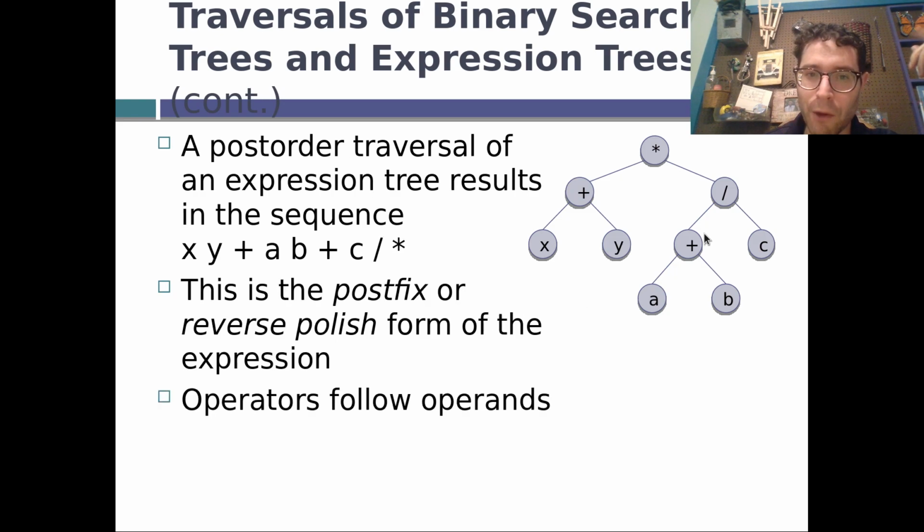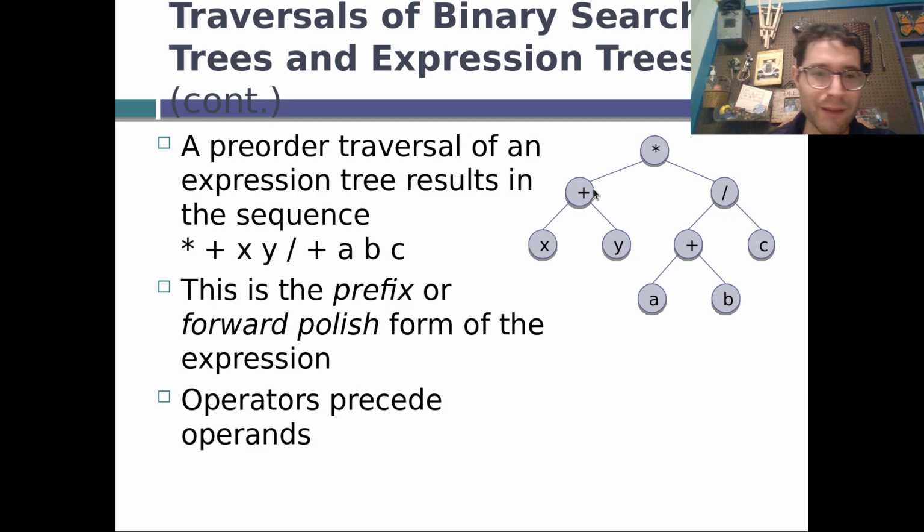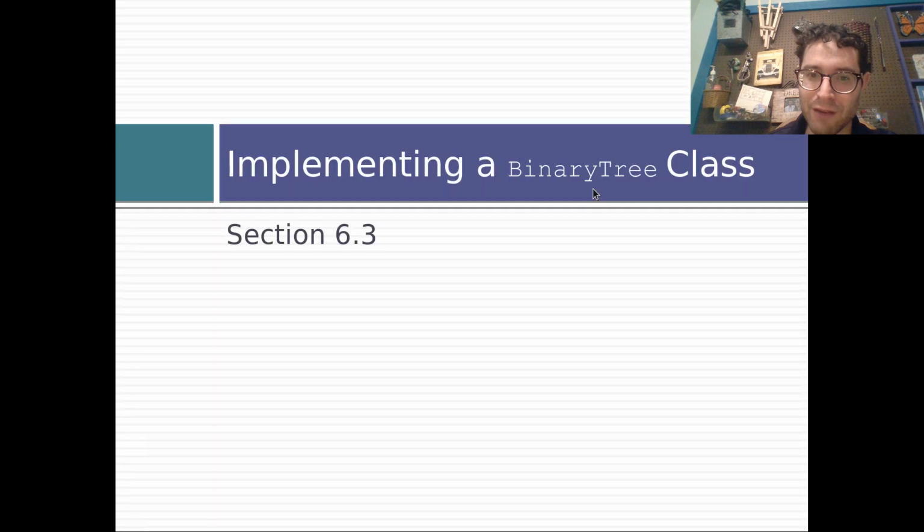Interestingly enough, though, if we do a post-order traversal of this tree, we will get postorder or postfix notation, which we learned about when we did stacks. And if we do a pre-order, amazingly, we get prefix notation. Both of those don't need parentheses because, again, they're unambiguous. That's pretty cool.